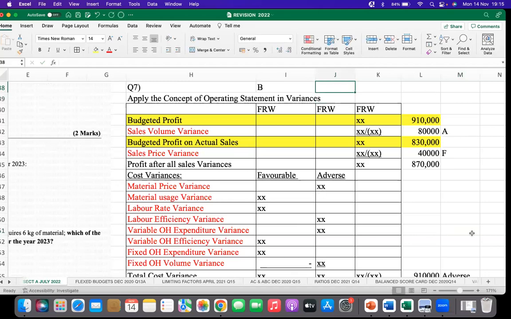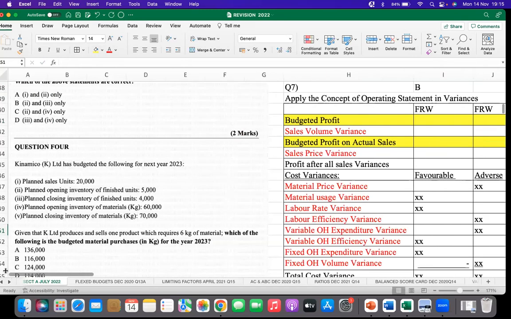I don't need to write it there. So this is the answer, 910,000. That brings us to the end of section A. Can we now move to section B and C questions?